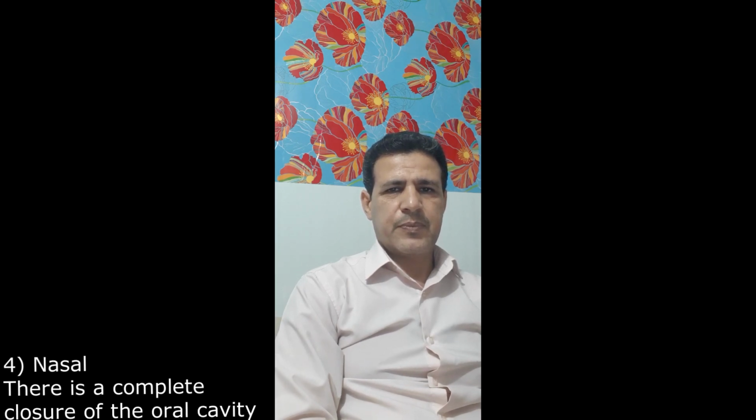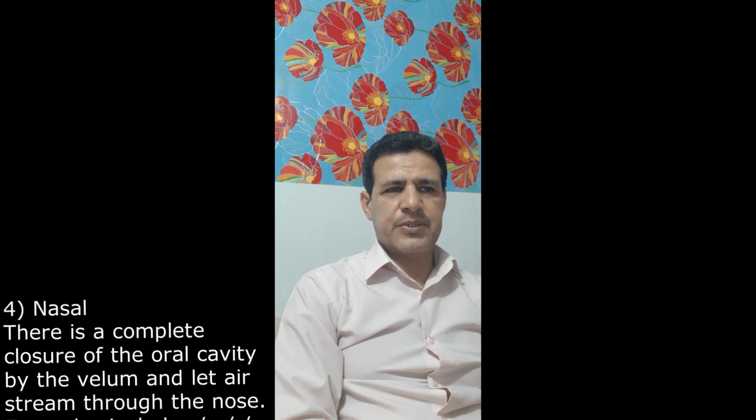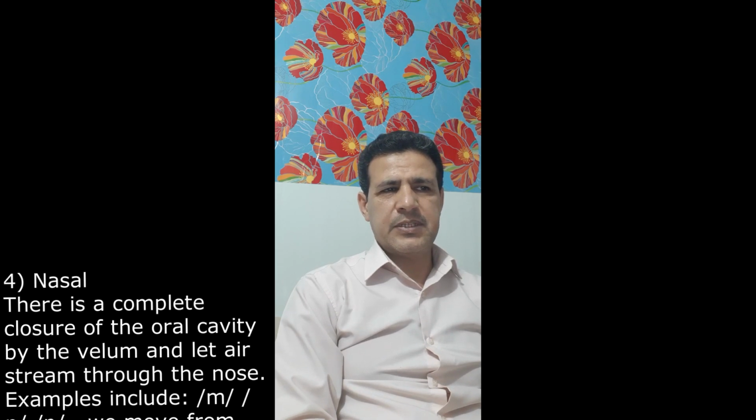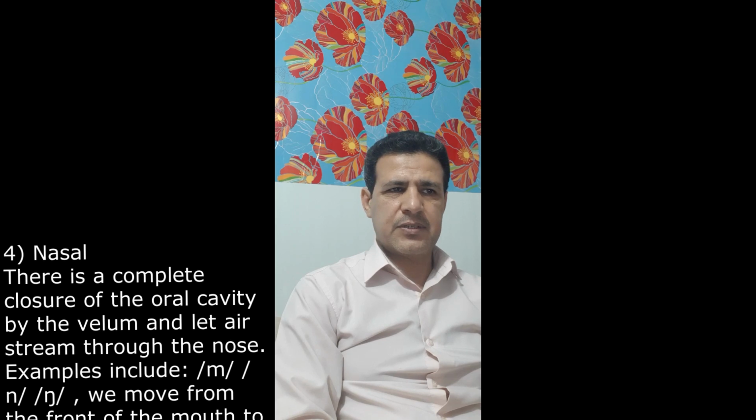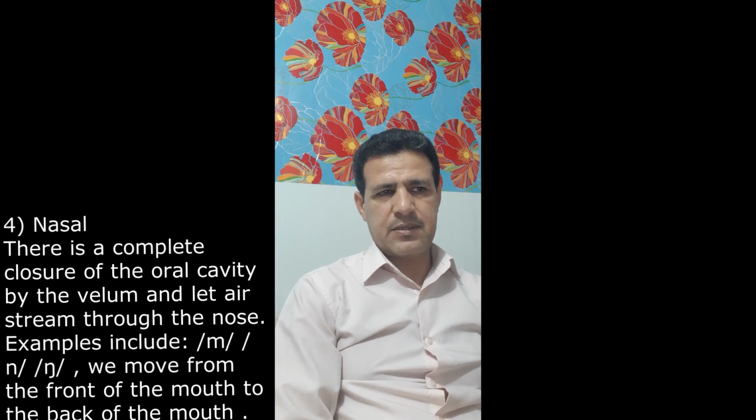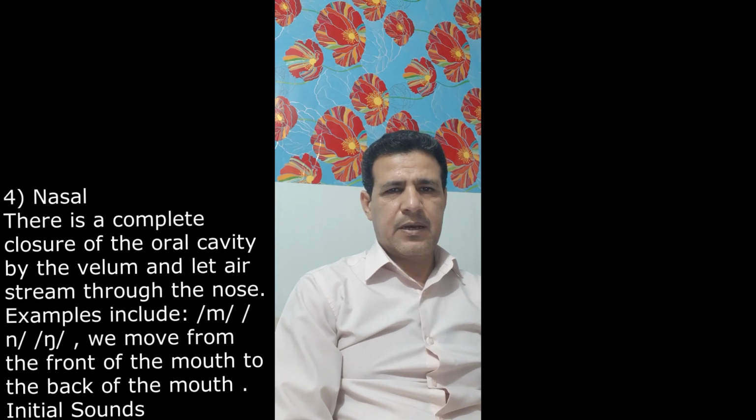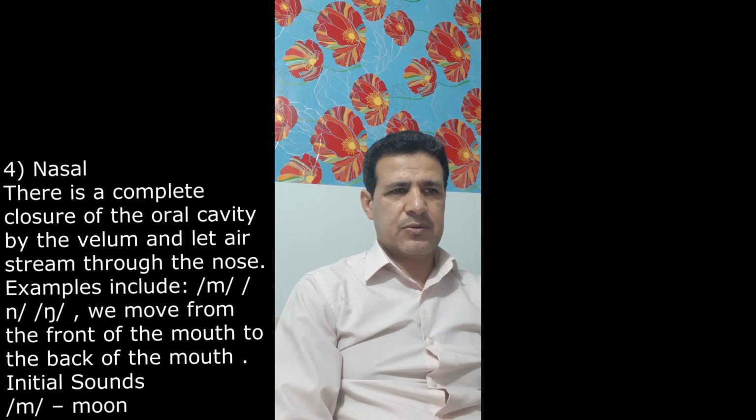Now we have the fourth type of manner of articulation, which is nasal. Nasal refers to the sounds which are produced when there is a complete closure of the oral cavity. The oral cavity is closed by the velum, and the air goes through the nose, or the nasal cavity.